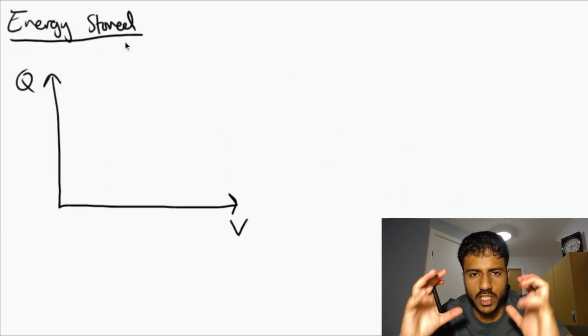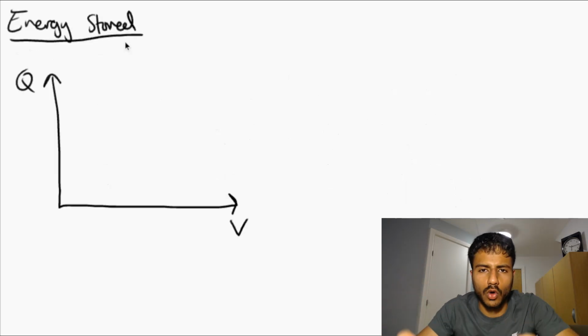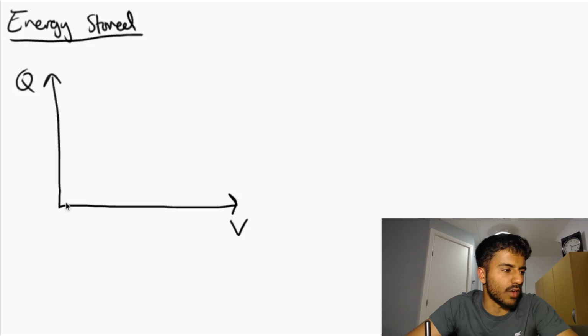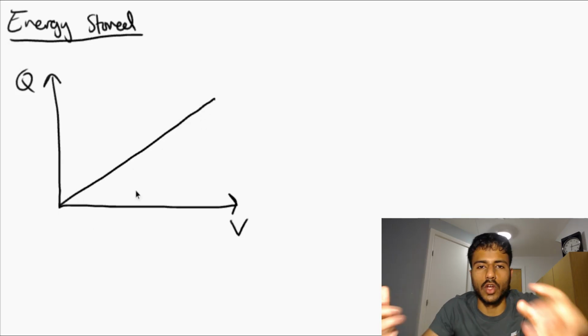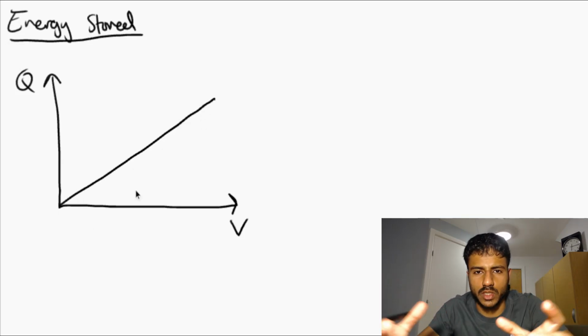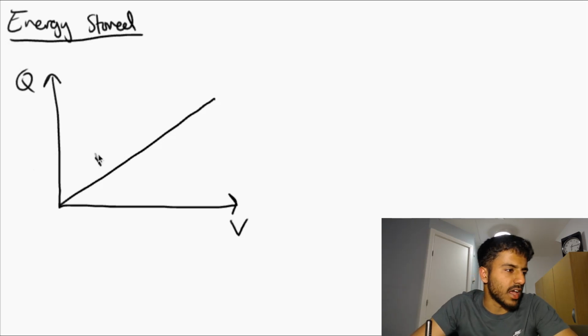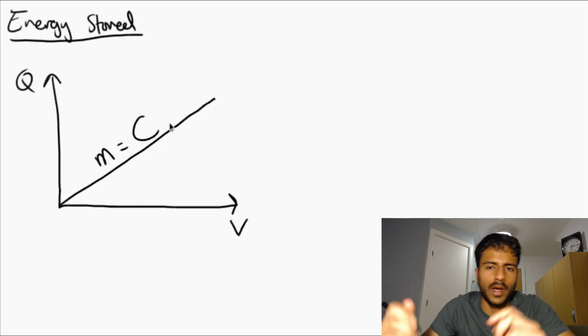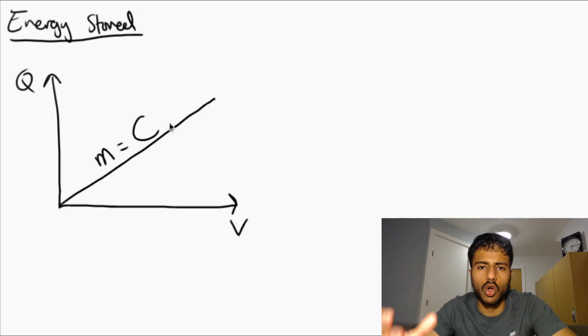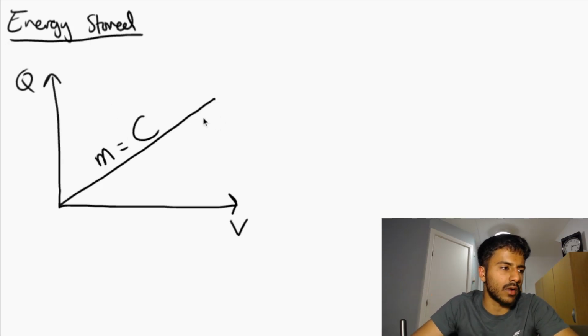So let's say we have a generic capacitor and we vary the voltage applied across it and measure the charge accumulated on that capacitor. What you'll see is a graph that looks something like this. And we know it's a straight line due to the equation Q is equal to CV, and it therefore has a constant gradient of the capacitance value. Now the energy stored on this capacitor is given by the area under this graph.